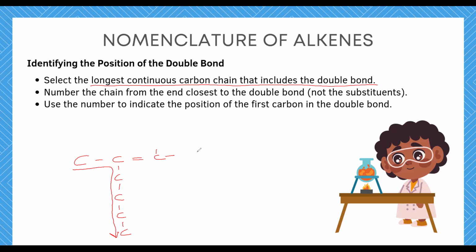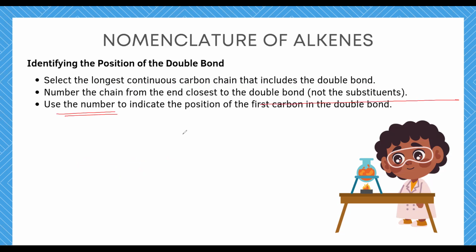So the first rule is saying count the longest continuous carbon chain that includes the double bond. So any chain that we are going to count must include the double bond. We are going to count the longest, take note of those words, longest continuous carbon chain that contains the double bond. Are you with me? Good. We're going to be seeing all the examples, so I don't want you to get scared, okay?